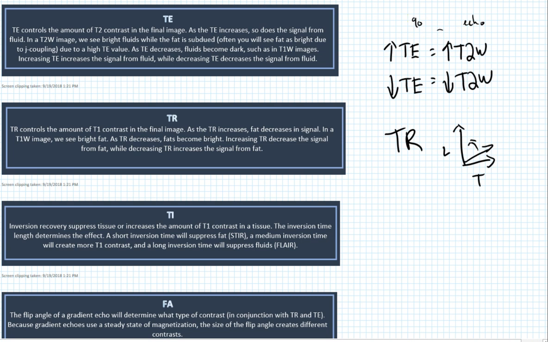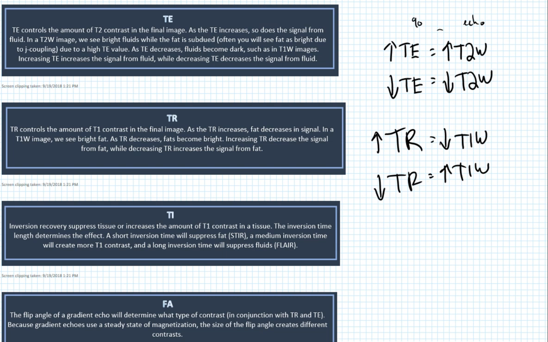So with the TR, as we increase our TR, we end up seeing a drop in T1 weighting. Fats actually become darker. And as we decrease TR, we have an increase in T1 weighting. Once again, T1 weighting has nothing to do with TE. TR controls T1, TE controls T2. Now these are the two biggest parameters we have inside of contrast, right? Because TR and TE, those are the big ones. Those are what changes a lot.